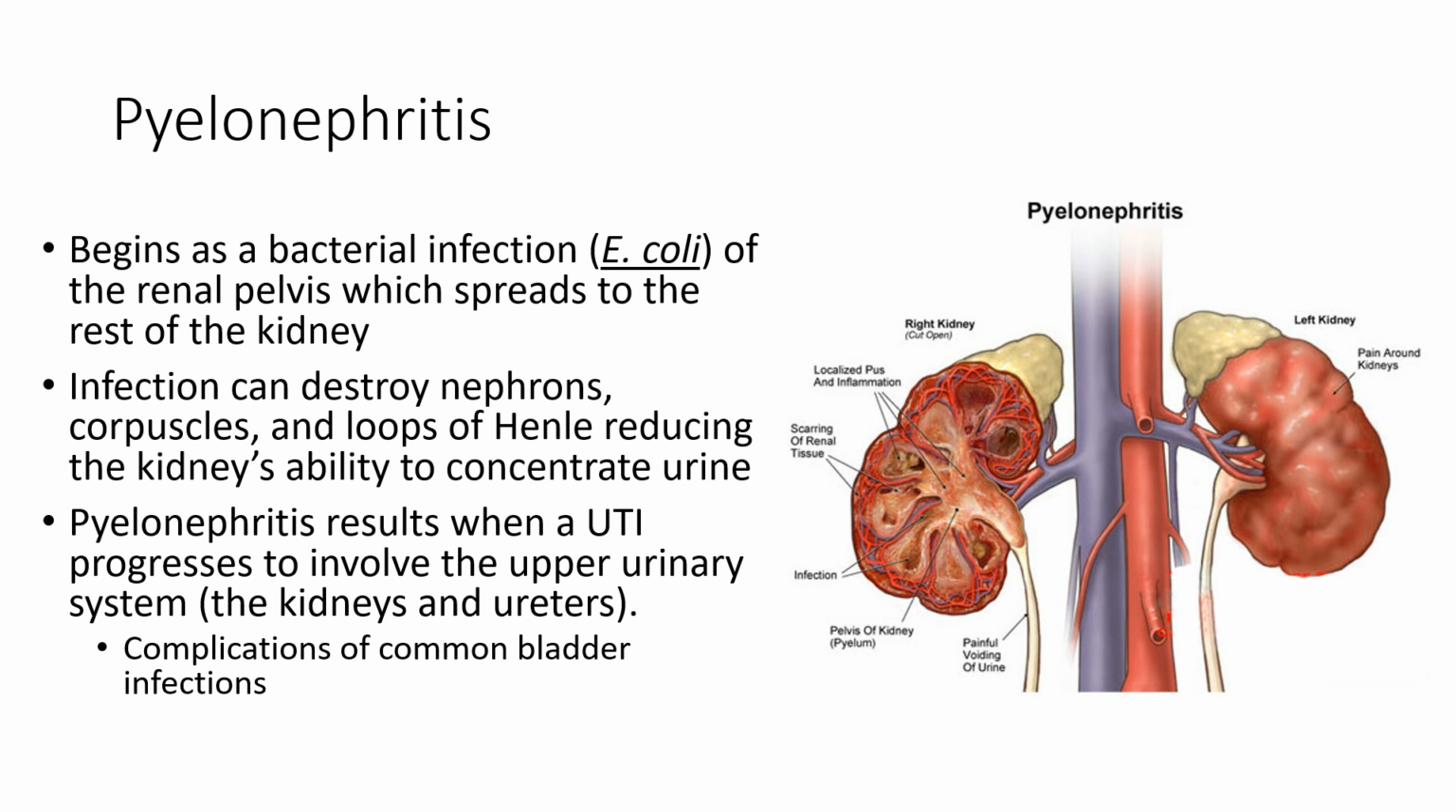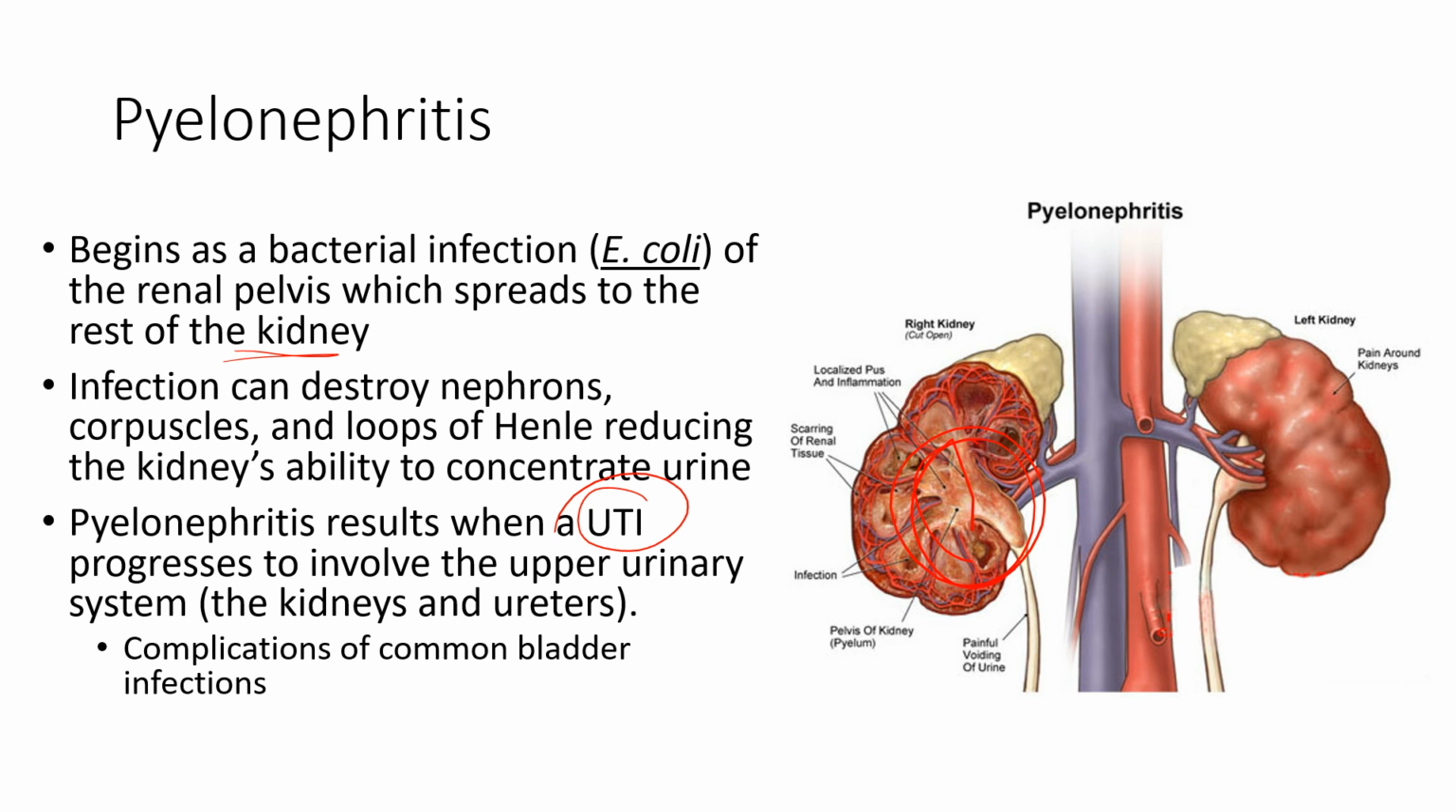Pyelonephritis begins as an E. coli bacterial infection of the renal pelvis, which spreads to the rest of the kidney. So we're talking about a urinary tract infection is what we're talking about here. So a urinary tract infection that has moved into the pelvis area of the kidney. So it's gone from the bladder up the ureters and is now settling in the kidney.